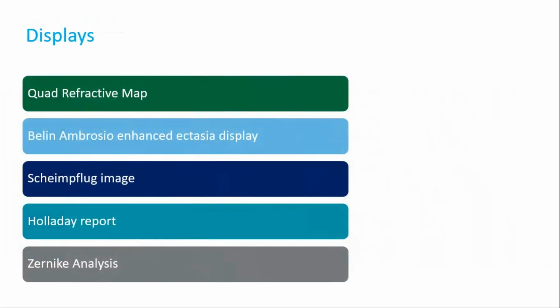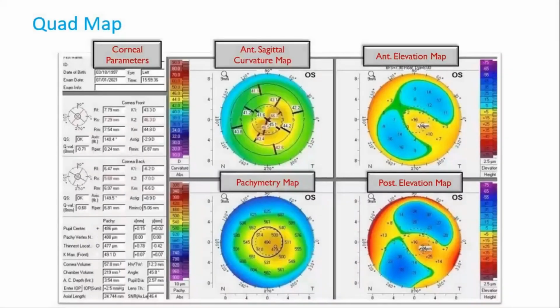So out of the 30 displays available in the Pentacam machine, these are the most commonly looked at maps in OPD on a day-to-day basis. And I'll be elaborating on the quad refractive map and the Belin Ambrosio enhanced ectasia display today. So in the quad map, we have to look at all these in detail, that is corneal parameters, anterior sagittal curvature map, pachymetry map, anterior elevation map, and posterior elevation map, which I'll be elaborating in the subsequent slides.